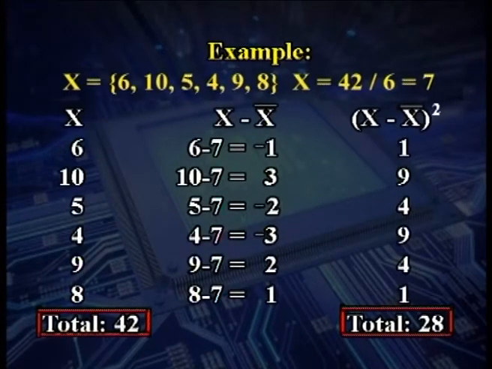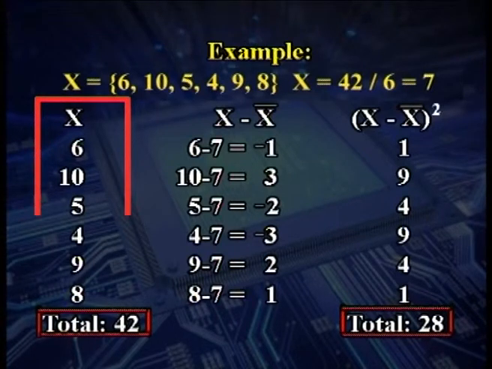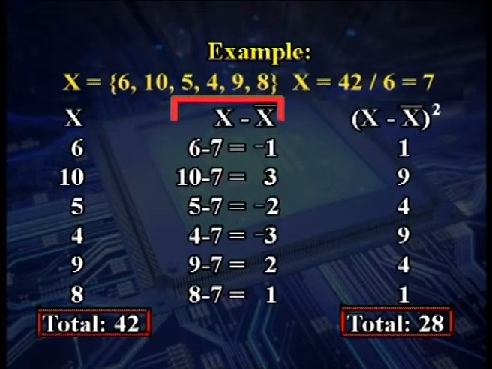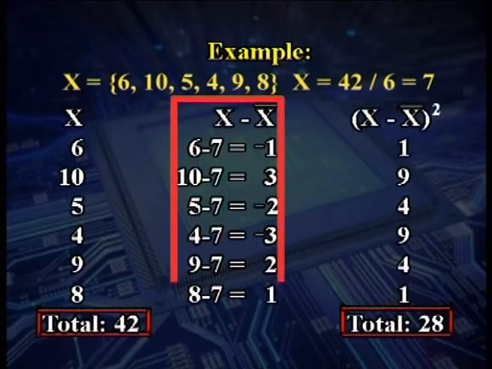So, we have 3 columns in the table. The first column is x itself, the numbers that you have: 6, 10, 5, 4, 9, 8. These are the numbers found under column x. And then you have x minus x bar, which is 6 minus 7, 10 minus 7, because we had seen that the average is the mean. X bar stands for the mean. The mean was 7. So, 6 minus 7, 10 minus 7, 5 minus 7, 4 minus 7 and so on. Then we get x minus x bar, which we can calculate and see.